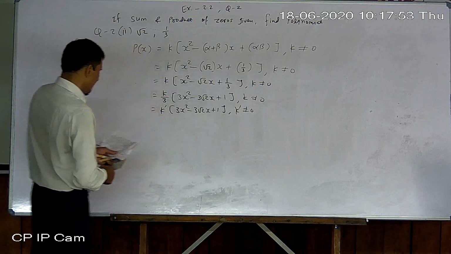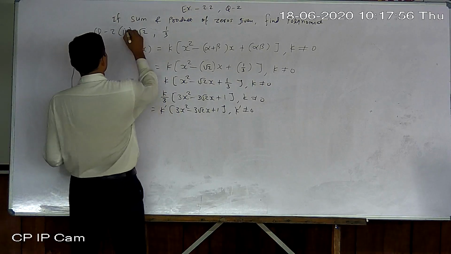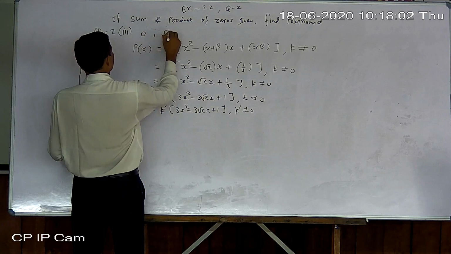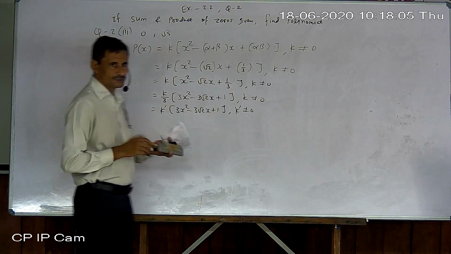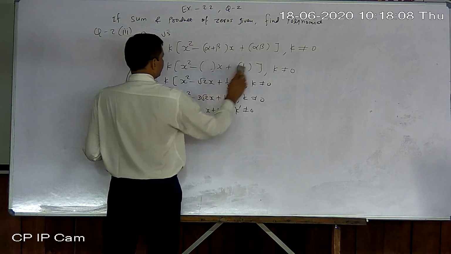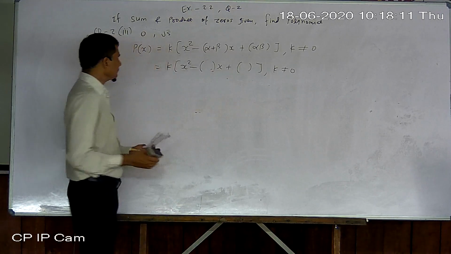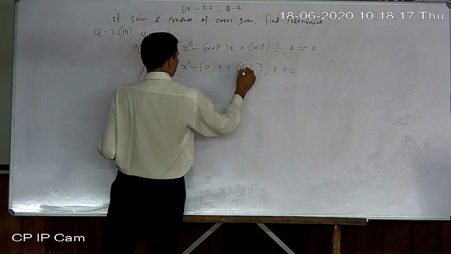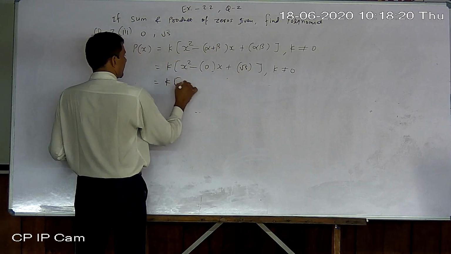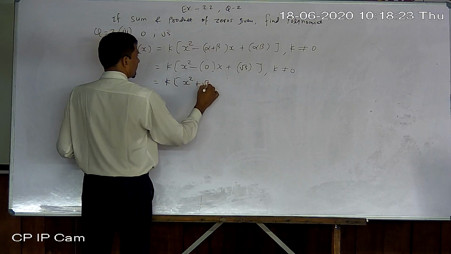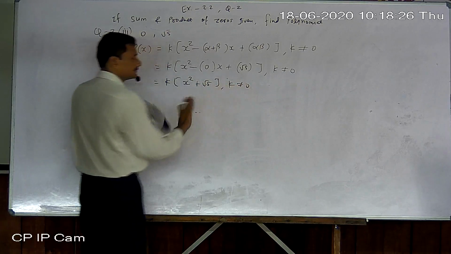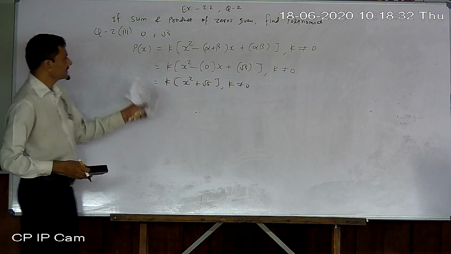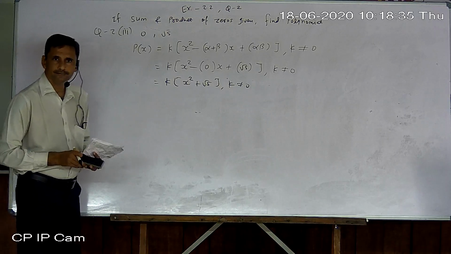Okay. Same way, now look at number 3. Number 3, 0 and root 5 are given. Okay, these are the sums. 0 and root 5 given. Third one of the second question. So write down 0 here, root 5 here. So it becomes x square plus root 5, k is not equal to 0. Sum over. Because 0 into x is 0, no need to write it. Okay. So x square plus root 5 is our answer.